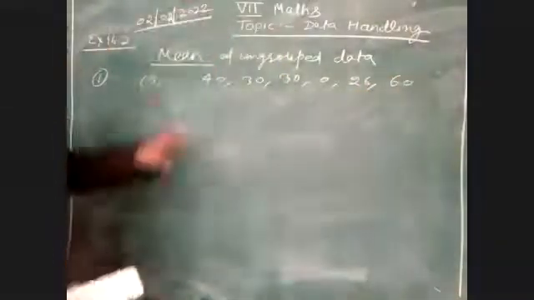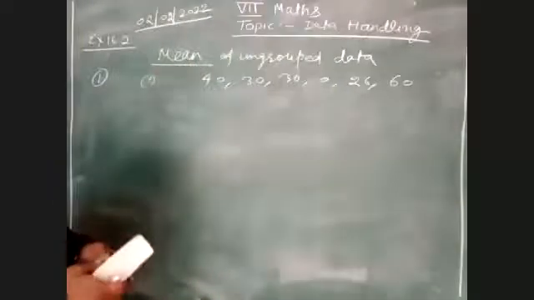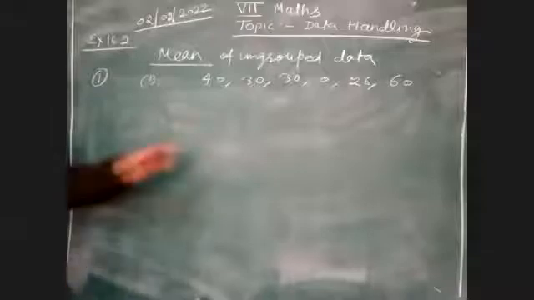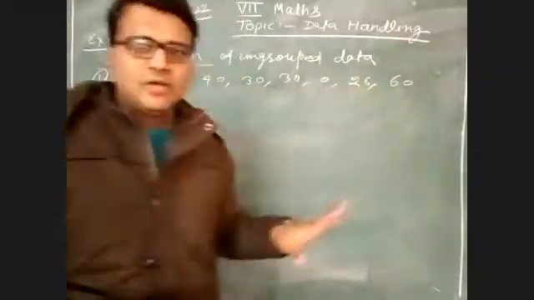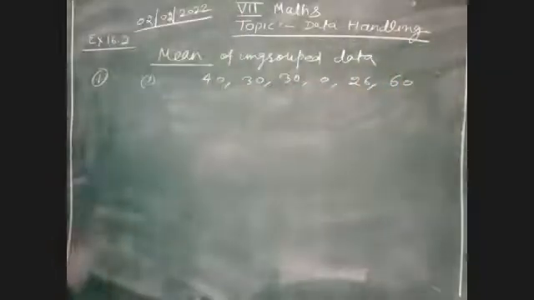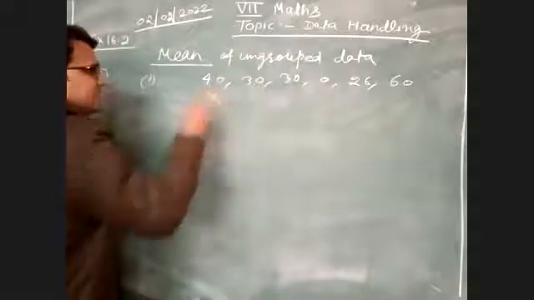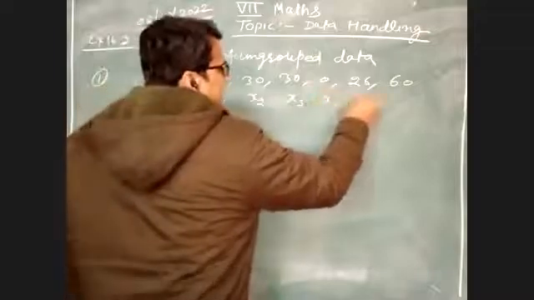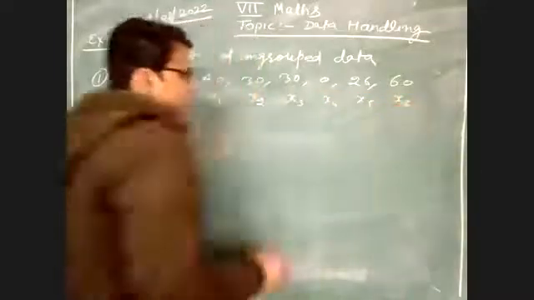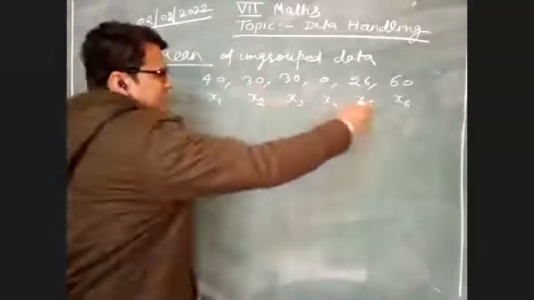You can observe this type of data is ungrouped data. In ungrouped data, how do you find the mean? These are the observations 40, 30, 30, 0, 26 and 60. So dear students, you have to add up these observations. Suppose this is the first observation x1, this one is x2, x3, x4, x5 and x6. We are just giving symbols x1, x2, x3, x4, x5, x6.